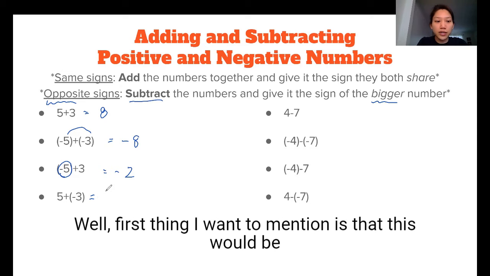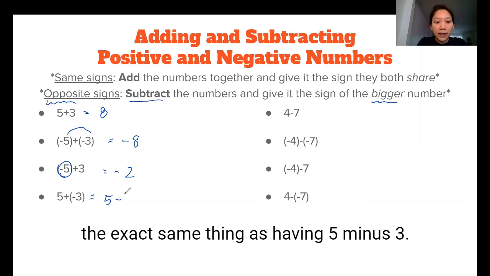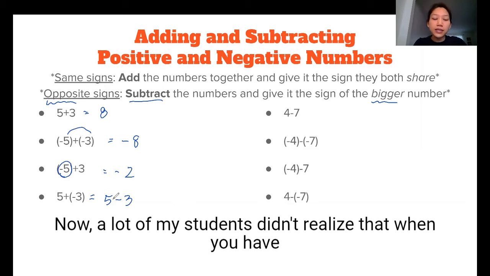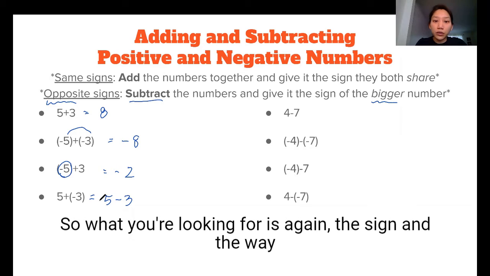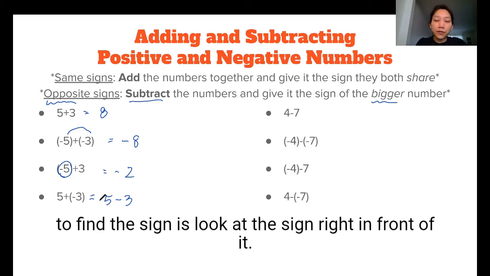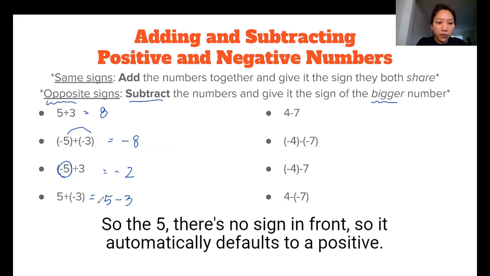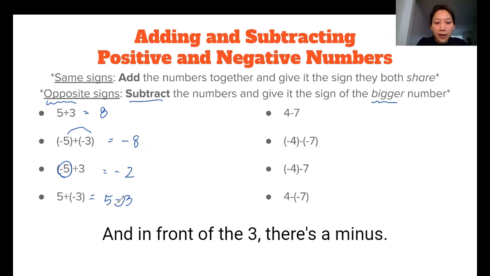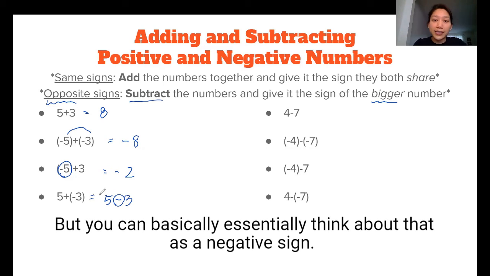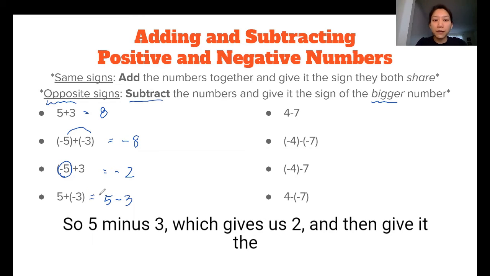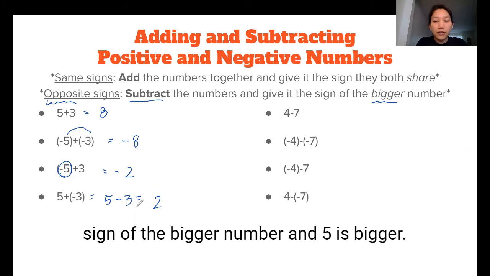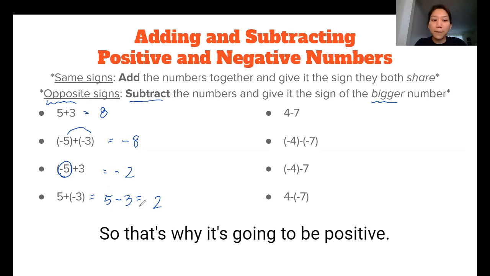And what if you have 5 plus a negative 3? Well, first thing I want to mention is that this would be the exact same thing as having 5 minus 3. A lot of my students didn't realize that when you have a plus, a negative, that's really the same thing as just having a subtraction, okay? So what you're looking for is, again, the sign. And the way to find the sign is look at the sign right in front of it. The 5, there's no sign in front, so it automatically defaults to a positive. And in front of the 3, there's a minus, but you can think about that as a negative sign. So they are opposite signs, so you subtract the numbers. 5 minus 3 gives us 2, and then give it the sign of the bigger number. And 5 is bigger, so it's going to be positive.